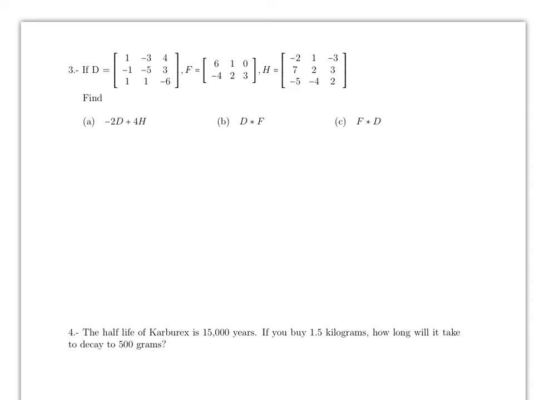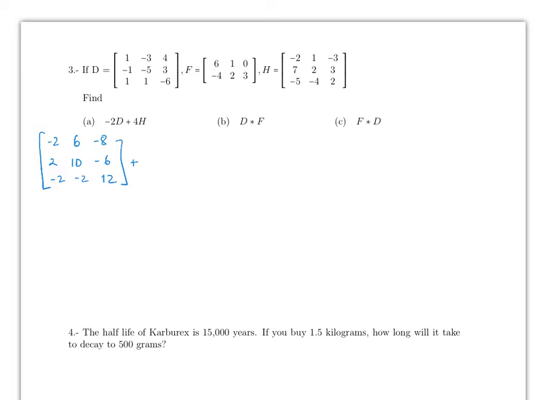The first part is asking you to do a sum. So the first part you have to do is minus 2d. So now what is minus 2d? That means multiply everything in d by minus 2. So that will give us, you multiply everything by minus 2. It will be minus 2, 6, minus a, 2, 10, minus 6. This is minus 2, minus 2, 12. So that's the first part.